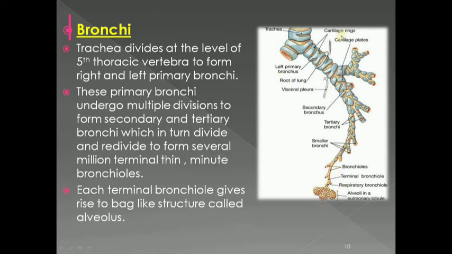In this picture, you can see the primary bronchi, the left and the right, which are divided into the secondary and tertiary bronchi, which are then redivided into smaller bronchioles and the terminal bronchiole, and then open into the alveoli, which are the bag-like structures.